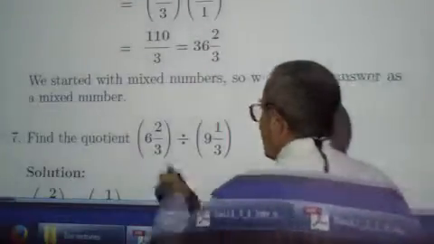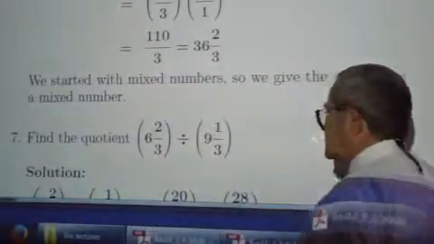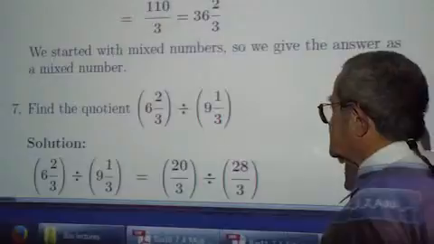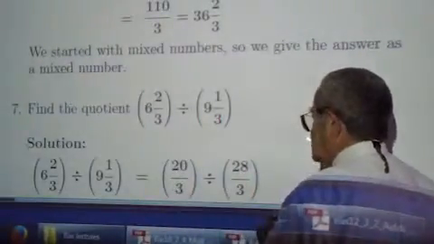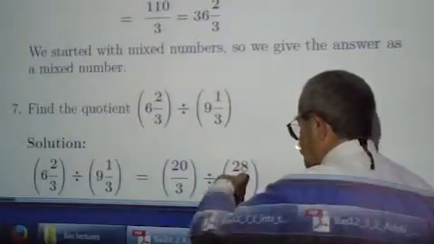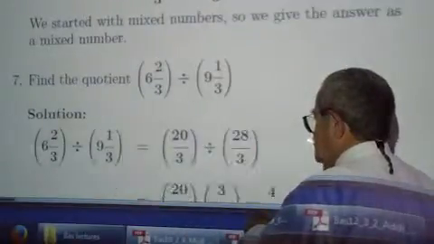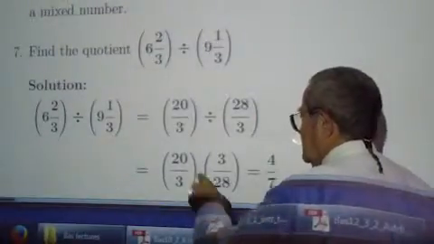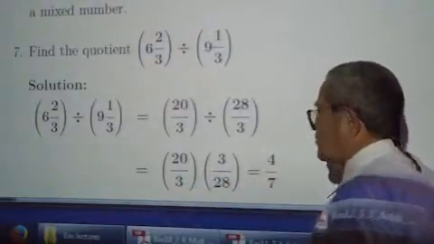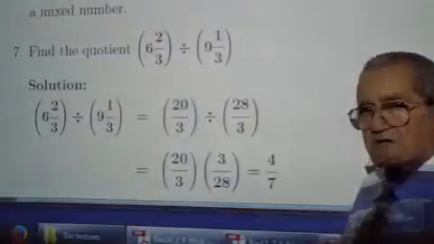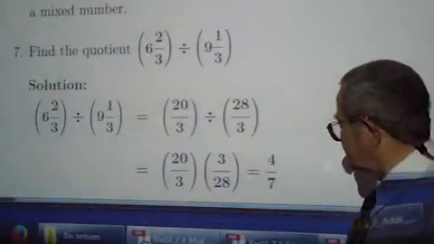Then you wanted to divide 6 and 2/3 by 9 and 1/3. That means you multiply 20 over 3 by 28 over 3, you divide, so you multiply by the reciprocal, which is 3 over 28. 20 over 3 times 3 over 28, which should be 4 over 7. Take a quick look at that.